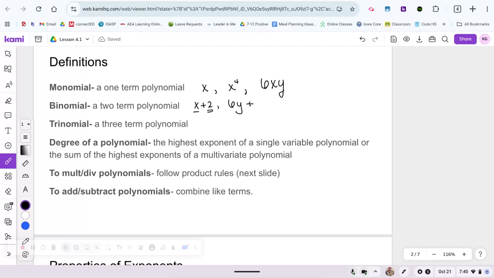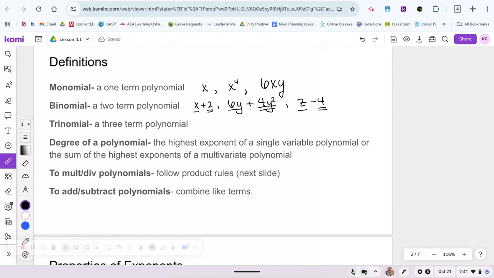6y plus 4y squared would also be a binomial. So one term and a second term. Or even just z minus 4. First term is z, separated by a subtraction, and 4 would be your second term.